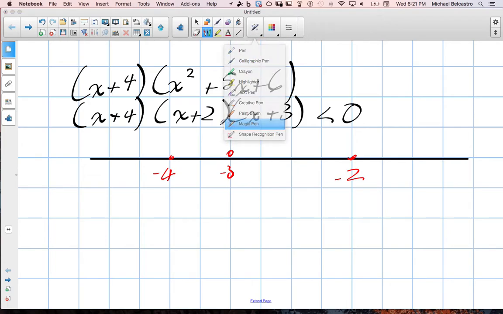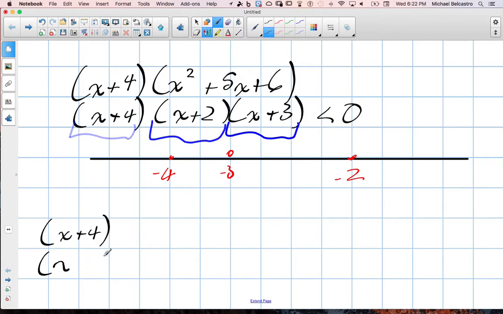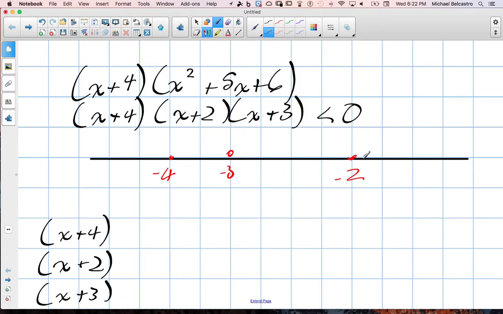So when they say each of the factors, what they mean is each set of brackets. So we have 3 sets of brackets here, and we can draw them as rows on the side here. So we have x plus 4 as one, x plus 2 is another, x plus 3 is another. Okay. And instead of making it a number line, what we do is we look for the values between these.